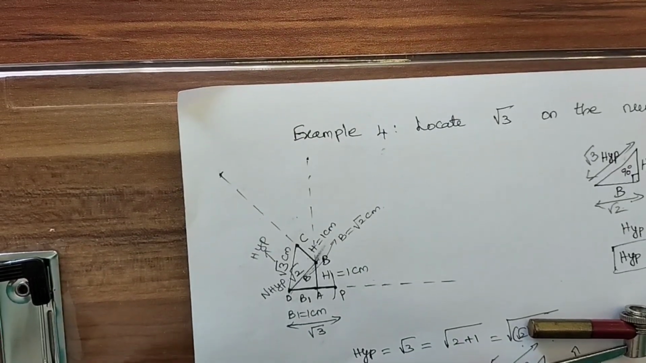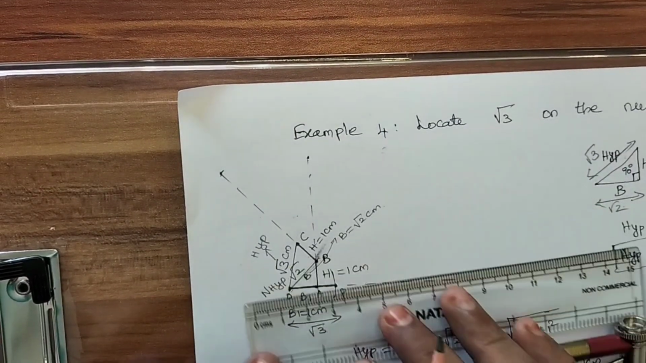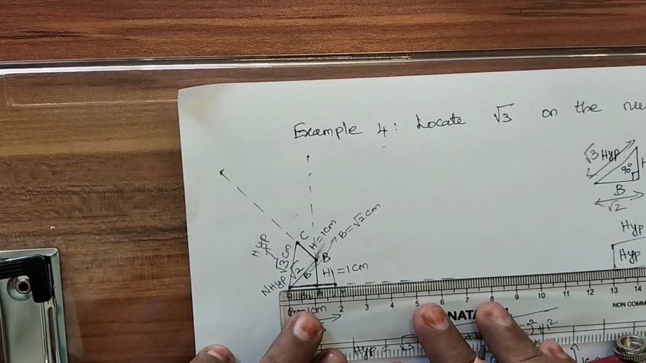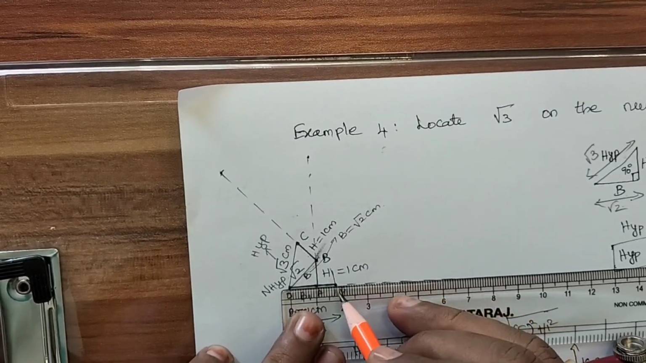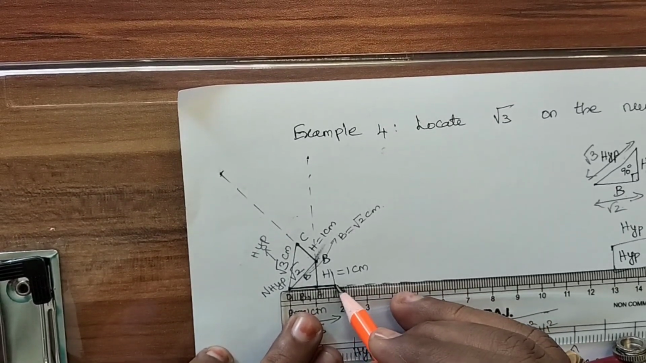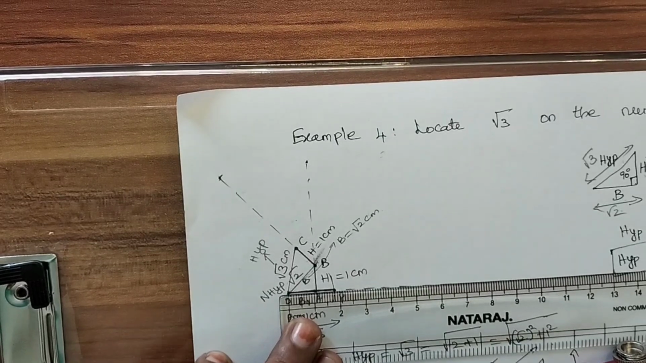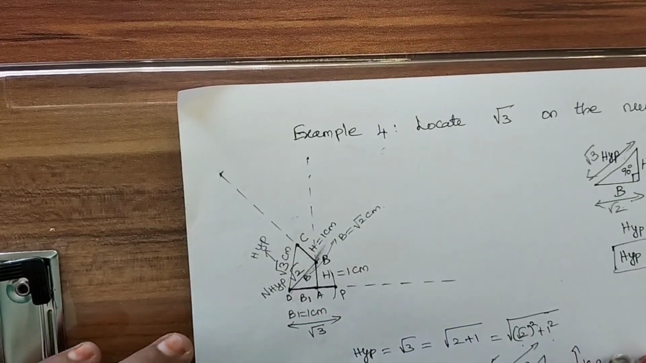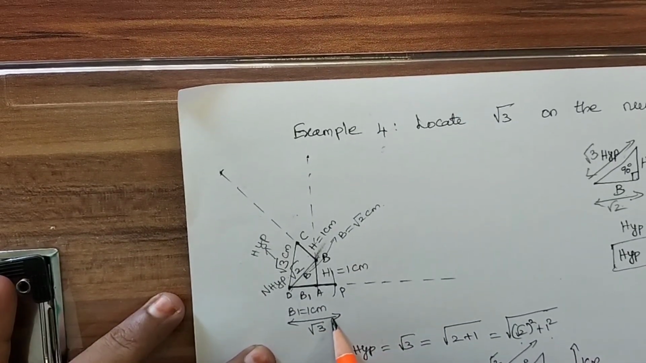Now if you want, you can measure and see. It is coming around 1.8, right? Before 1.8 it is coming. So it is 1.732. So this measurement is root 3.